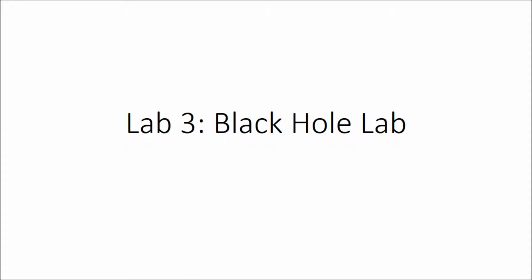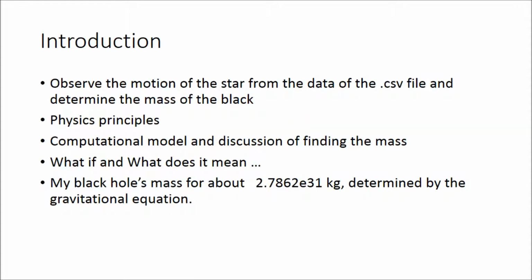Lab 3, the Black Hole Lab. The objective of this lab was to use the information of a star's mass and motion to find the mass of a black hole and analyze the different forces acting on the star, which changes its momentum. The star's motion was given in a CSV file.